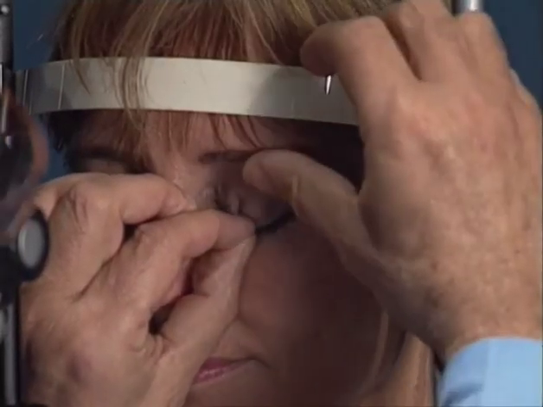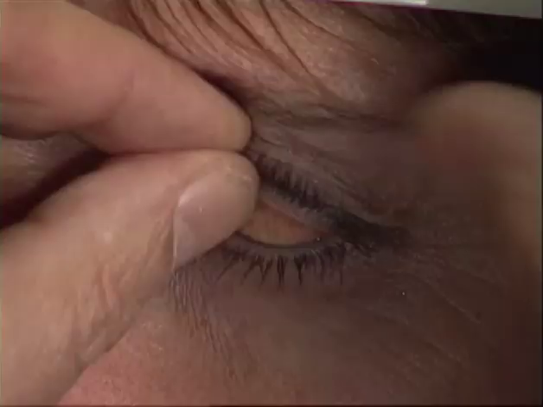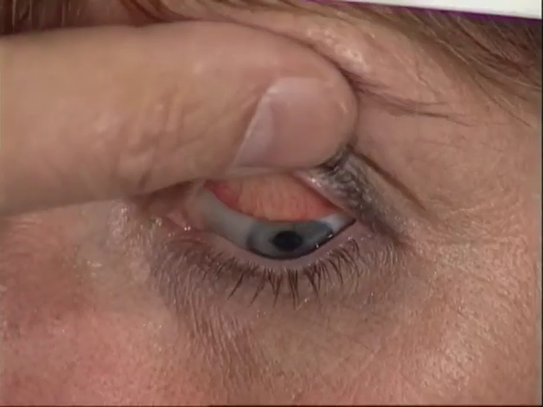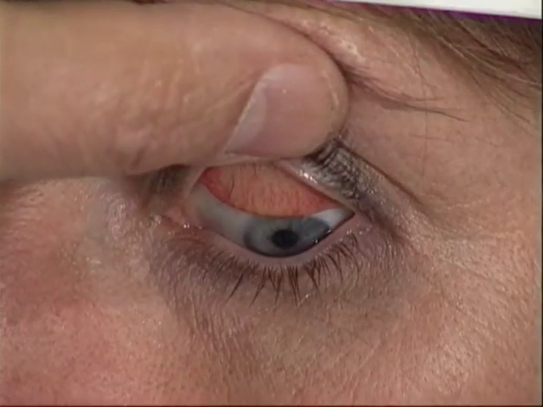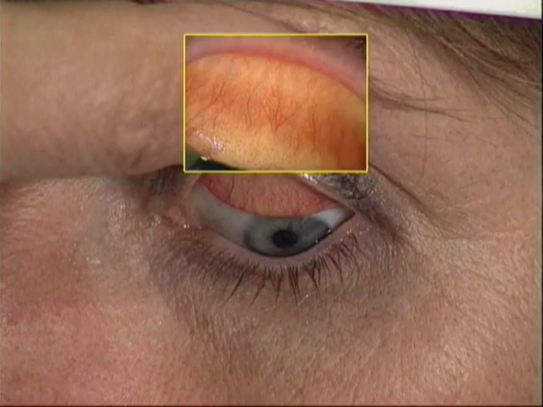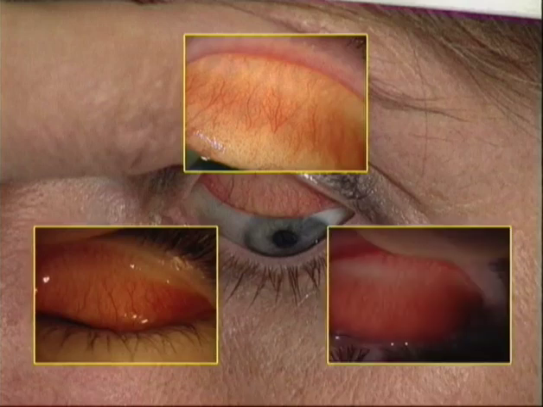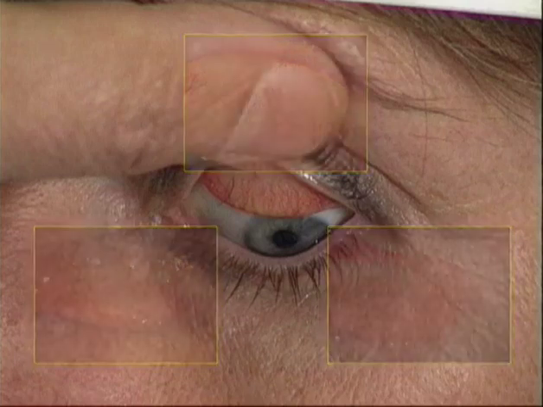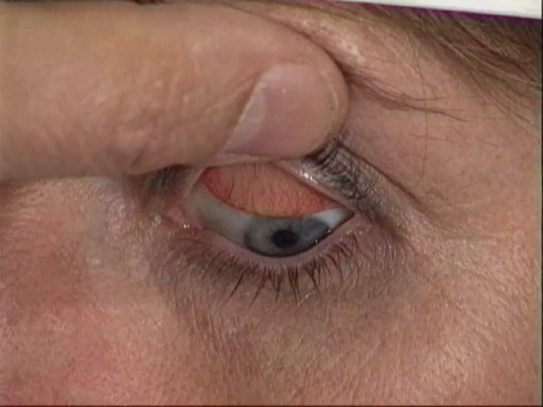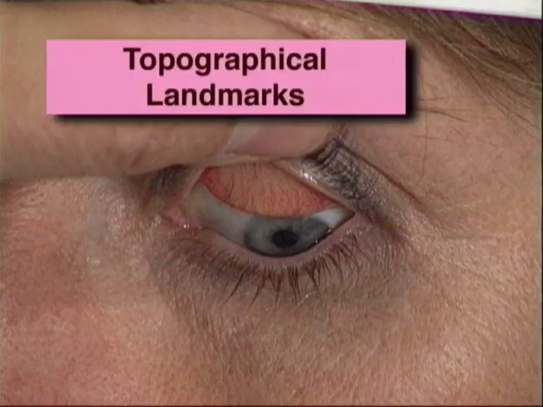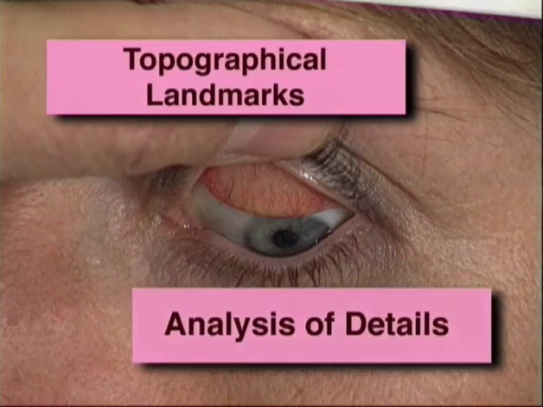Welcome to the biomicroscopy of the tarsal conjunctiva, a means for the diagnosis of external diseases. This program will show how the examination of the conjunctiva at the tarsus and especially at the upper tarsus is an efficient means for the evaluation of external diseases of the eye. This program contains 2 parts: topographical landmarks and analysis of details.